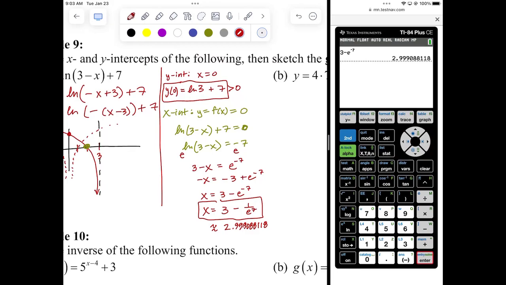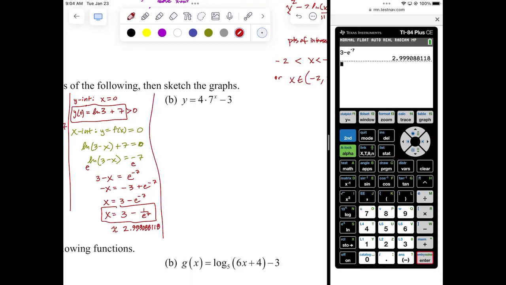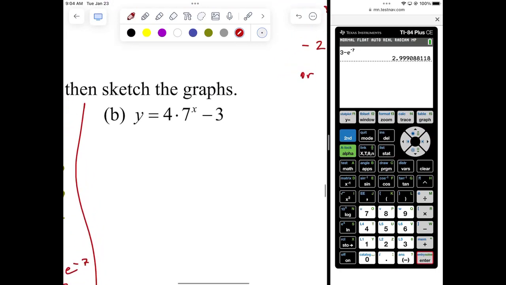Previously, we would have to find that using the calculator, graphing 0 and looking for the x-intercept like we just did on the warm-up. But now we can find the exact answer. Pretty cool, huh? We know the algebraic skills. All right, the next one. Y equals 4 times 7 to the x minus 3. What's your parent function here?